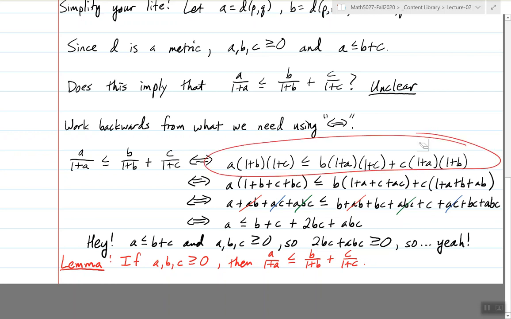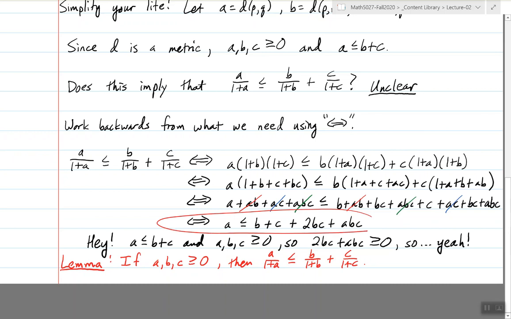I multiplied both sides of that inequality by 1 plus A times 1 plus B times 1 plus C, and then I'm canceling out certain terms in the denominator. Then I just expand. I collect the like terms on both sides of the inequality, which get canceled out, and ultimately I'm left with this, and I'm like, wow, is that true? Through my collection of terms and cancellation. Well, yes, it is, because A is less than or equal to B plus C.